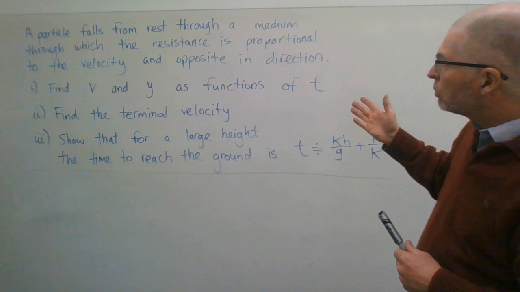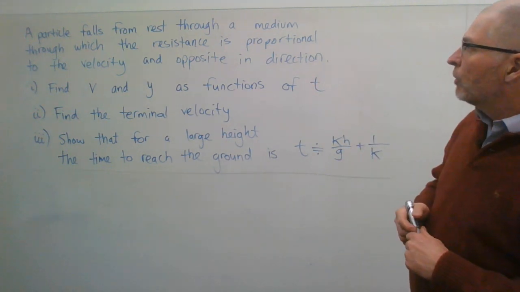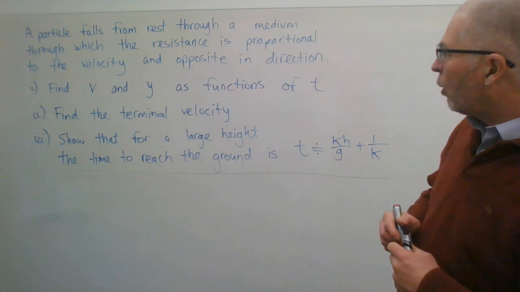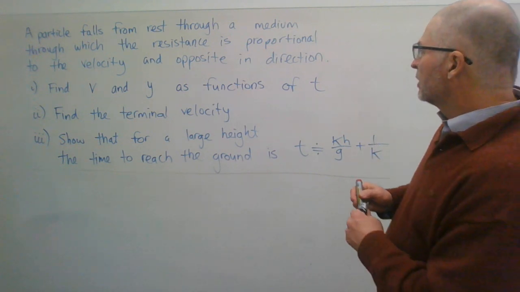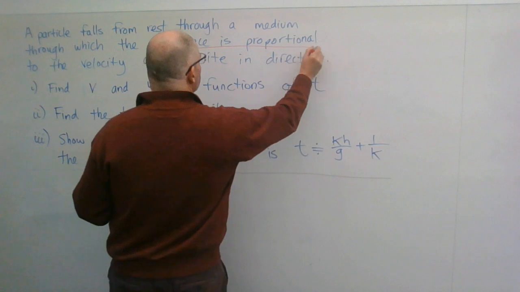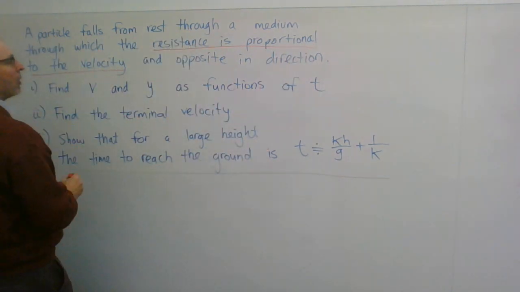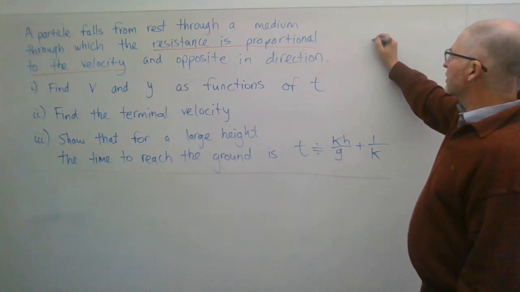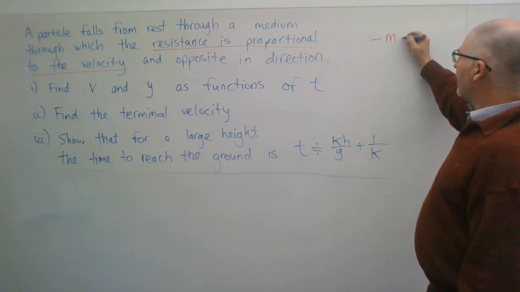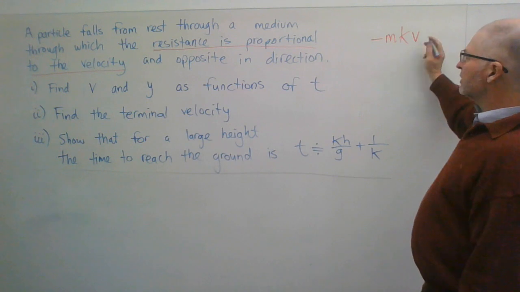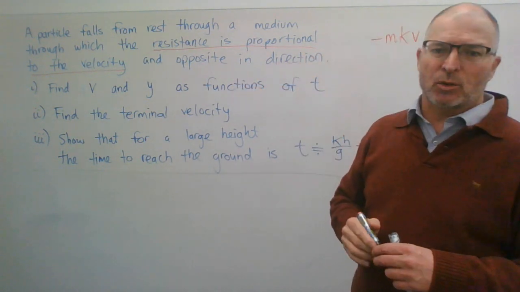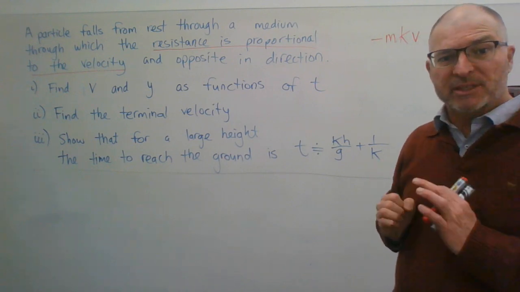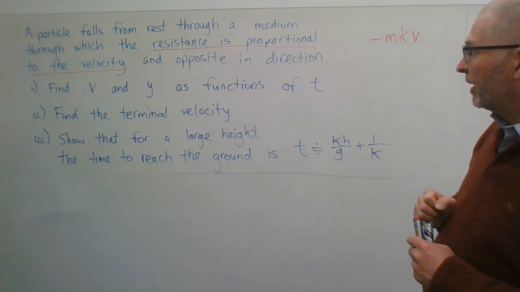A particle falls from rest through a medium through which the resistance is proportional to the velocity and opposite in direction. So the resistance is proportional to the velocity. In other words, we're saying the resistance is opposite in direction. So we're talking about a force. Is it squared? No, the velocity is not squared. It's just minus mkv, that force. It's going opposite to the direction that we're talking.